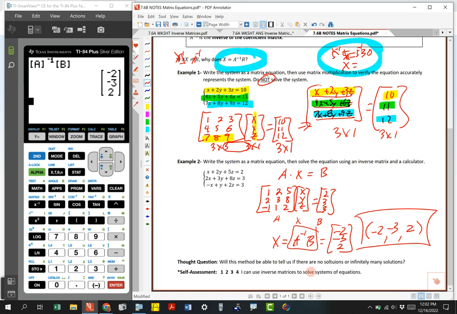Do matrices always have inverses? No, they don't. They don't have an inverse if the determinant is 0. That might screw things up. We might get an error like Luke was talking about. We wouldn't be able to tell the difference between infinitely many solutions and no solutions. So we'd have to have another method to do that. And guess what those other methods are? Row operations, graphing, substitution, elimination, stuff like that.